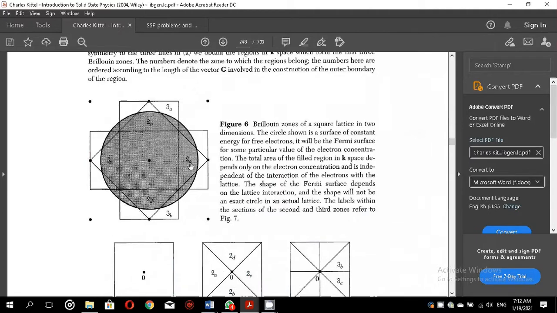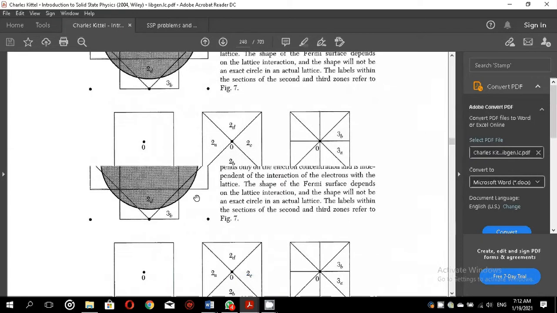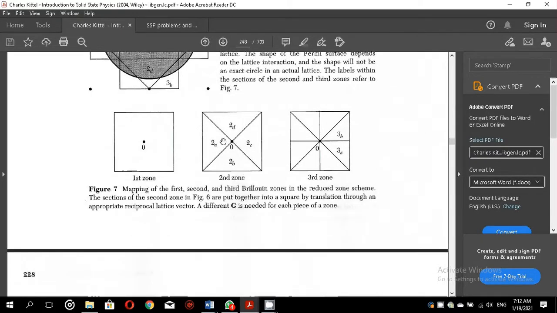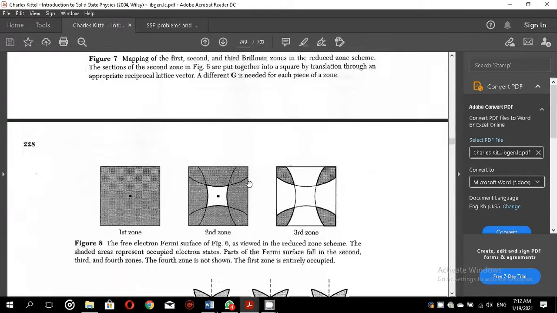So when we reduce these bits into the first zone, we get this picture. So 2a, 2b, 2c, 2d. This is the second zone as filled by the Fermi sphere. Similarly, the third zone as filled by the Fermi sphere. So here is the more correct picture. This is the filled space in the first zone, this is the filled Fermi sphere in the second zone, this is the filled Fermi sphere in the third zone.